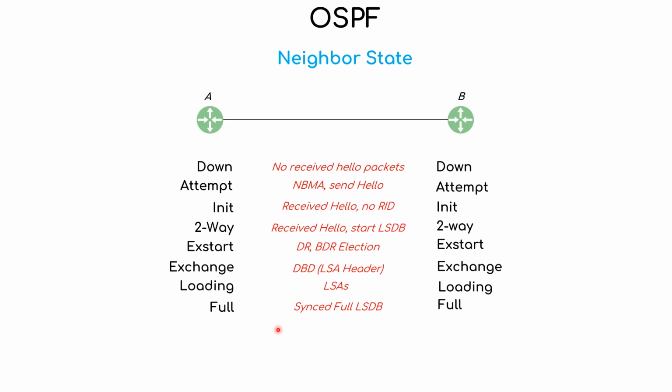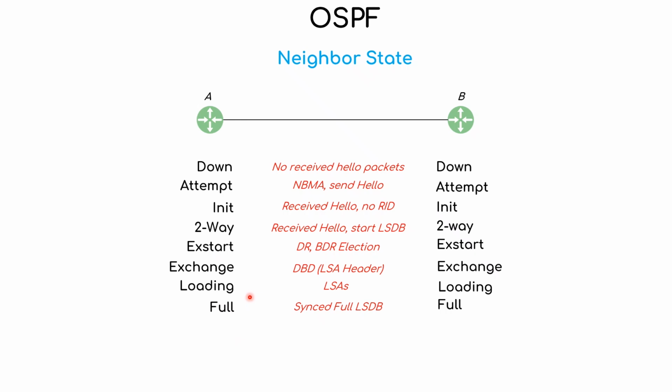Okay. Next we talk about the neighbor states. A neighbor state shows the status of the neighbor during the neighbor relationship process, where the states go from Down to Full. Down is the first state. In this state, the router has not received hello messages from the remote router. And we have an Attempt state. This state is only valid in non-broadcast multi-access networks, so I would like to ignore it.